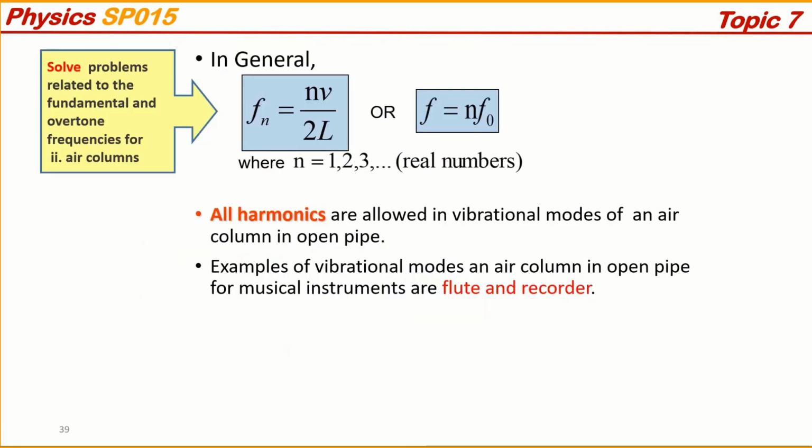So in general, Fn equals Nv over 2L, or F equals N f0, where N equals 1, 2, 3, whole numbers. All harmonics are allowed in vibrational modes of an air column in an open pipe. Examples of musical instruments with vibrational modes of an air column in an open pipe are the flute and recorder. Include in learning outcome.